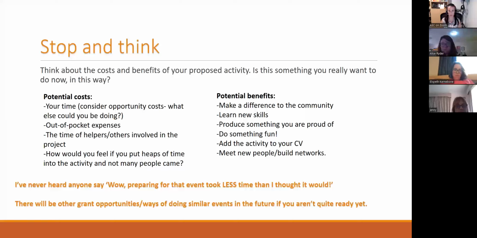Then on the other hand, think about the benefits. Running events is awesome. You can make a difference to the community. You can learn new skills. You can do something you're really proud of and that brings you joy. It might be something that you want to add to your CV in terms of demonstrating skills in terms of event development and organisation. And you might meet new people and build networks.